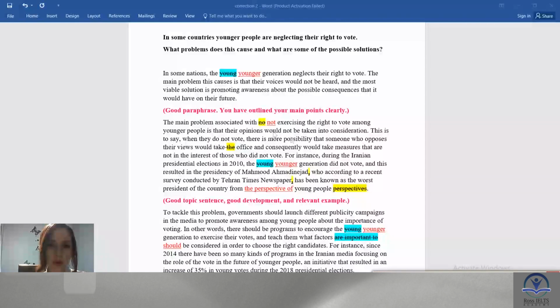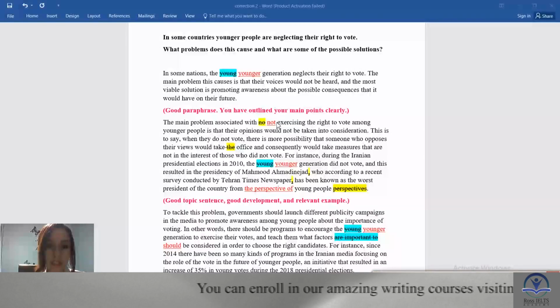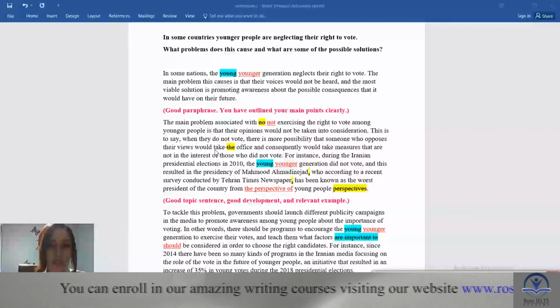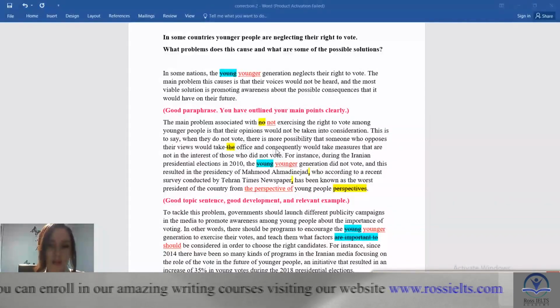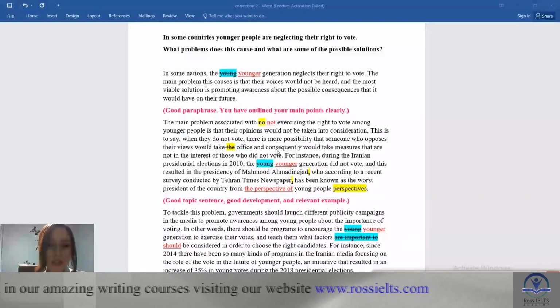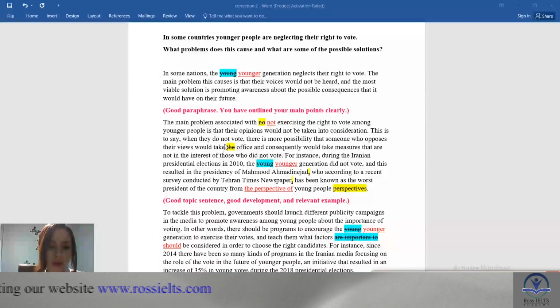In the second one, instead of saying "associated with no exercising the right to vote," it should be said "with not exercising the right to vote." We use "not" to have a negative sentence here. Next one, "would take the office and consequently would take measures." The right collocation is "take office." It means to start a job, a responsibility in a position. So here, this is not the correct collocation.